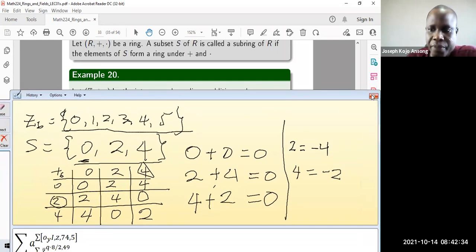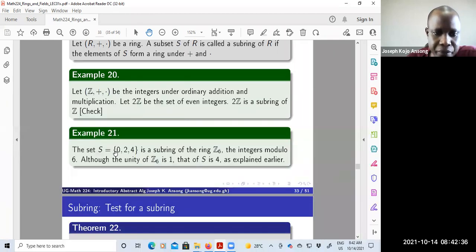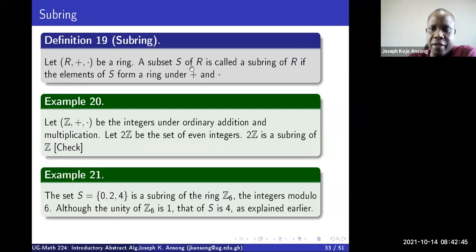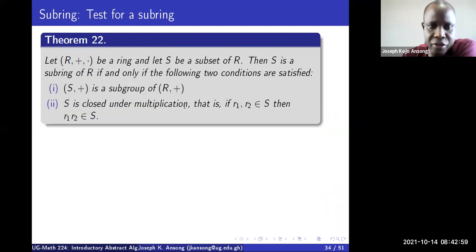Okay, good. Now we'll move on to tests for subrings. In other words, instead of going through all the axioms for a ring, we'll look at two theorems that will actually help you to directly determine if a given set is a subring. Instead of going through all the axioms, you just prove one theorem and it helps you to do that.